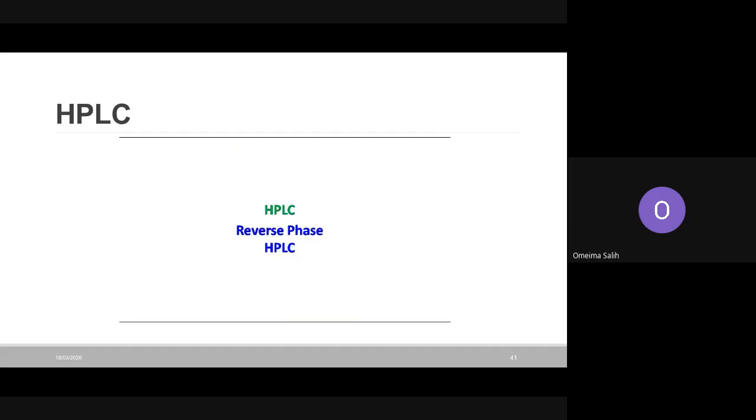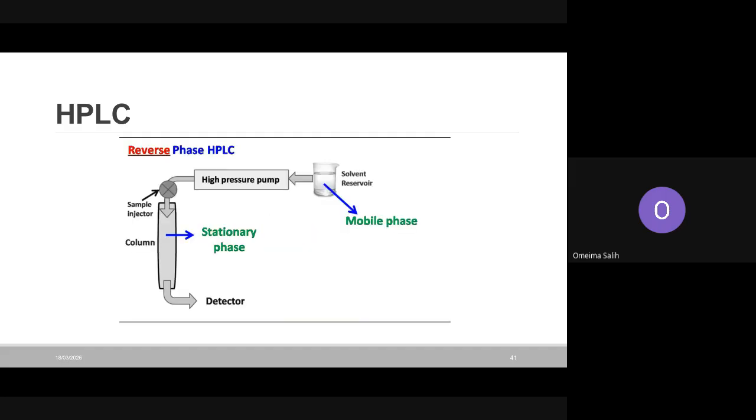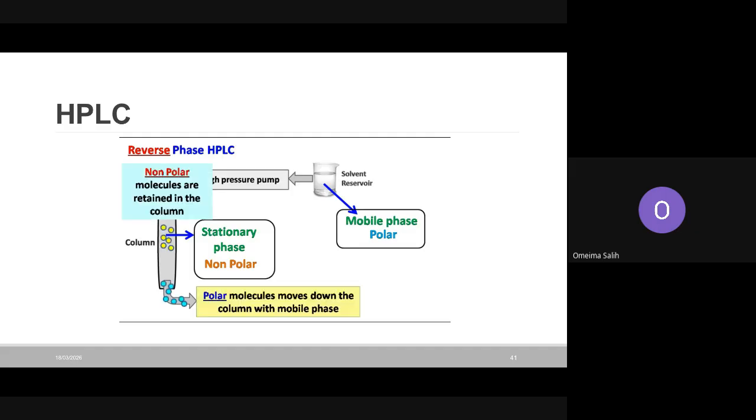Reverse phase HPLC. In this method, the stationary phase is nonpolar while the mobile phase is polar. The nonpolar molecules are retained on the stationary phase while the polar molecules move fast down the column.